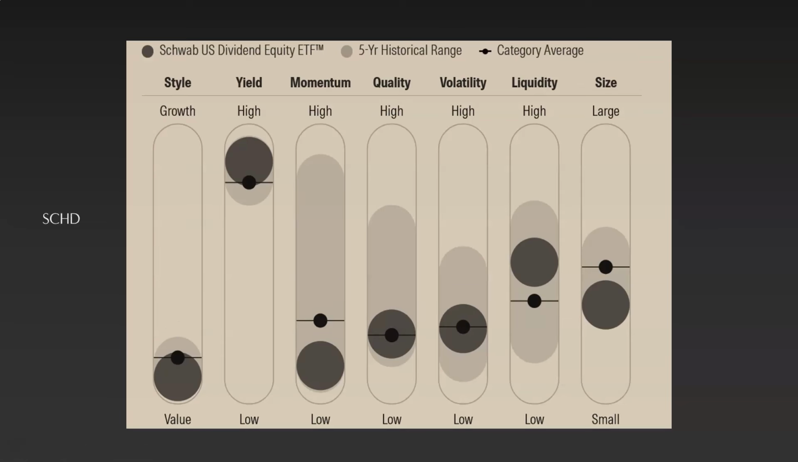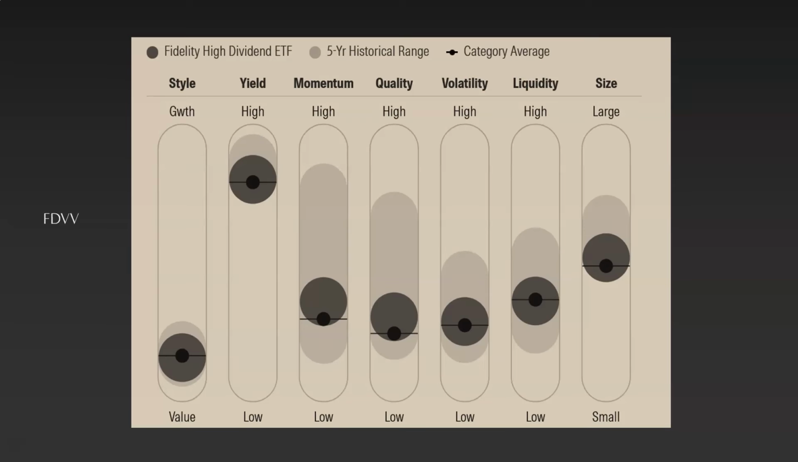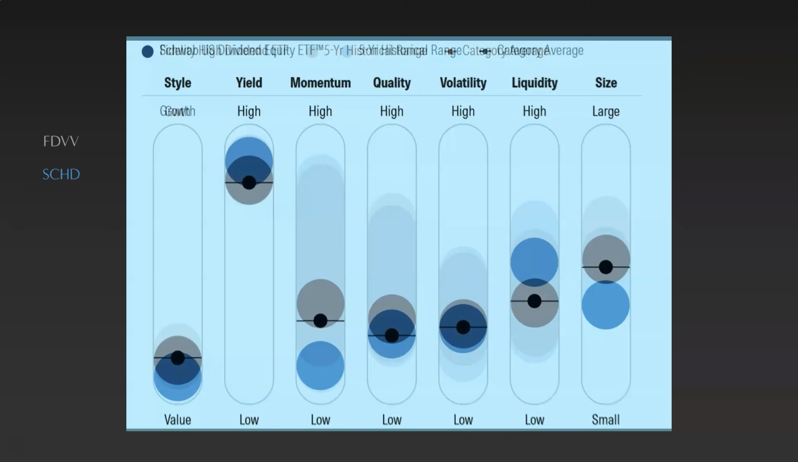And so we can actually cycle through this and look at how it moves. This is SCHD, and it's very similar. I'll go back to FDVV, then SCHD. It doesn't move around that much. And then finally, we can look at this overlaid and really see what's going on. The blue circles are where SCHD sits and the gray ones are where FDVV sits. This is from Morningstar, by the way.